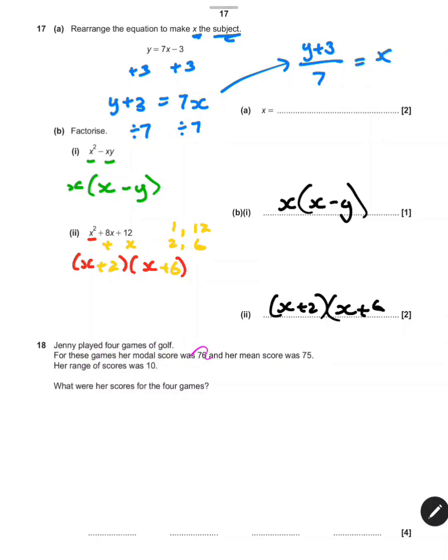Question 18, we've got Jenny playing 4 games of golf and her modal score is 76, her mean score is 75. When you've got unknown numbers but you know that the mean is 75, you can pretend first that they're all 75, and what that will do is tell you what they all add up to. So we've got 4 lots of 75. You can add these together. Just use a column method if you need. But 2 times 75 is 150. So these will come to 300.